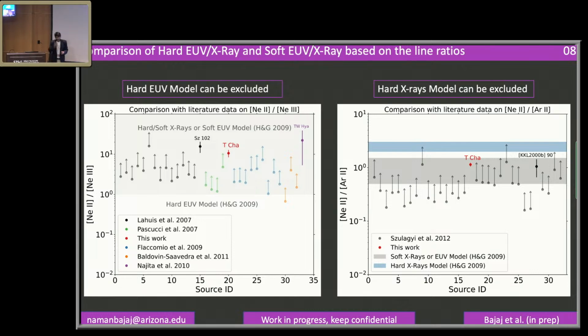Hard EUV is essentially a spectrum where there are more photons with energy above 41 electron volts than below 41 electron volts. And soft EUV is where you have more photons with energy less than 41 electron volts than above. So we can very strongly exclude the hard EUV model here. And if we look at the neon 2 to argon 2 ratio, then we cannot really exclude the hard X-ray model for all the disks, but at least for Teacher from this work and one other source in the literature, we can exclude the hard X-ray model. So this suggests that soft X-rays or soft EUV are driving the ionization of the surface of this disk in Teacher.